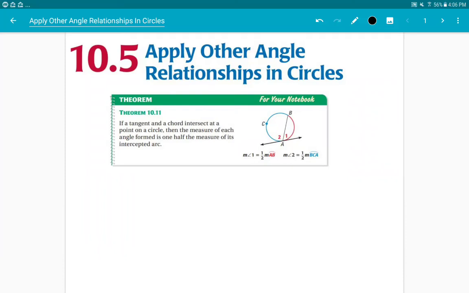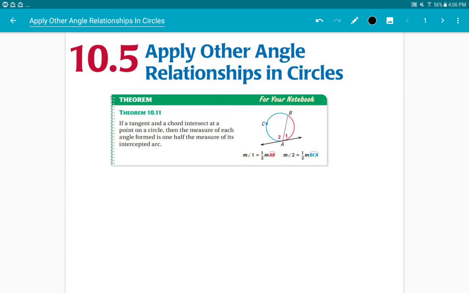10.5, apply other angle relationships in circles. All right, so we're going to look at some other different angle measurements within circles or about circles to see what their measurements are. So what we know so far are central angles and we know inscribed angles. All right, those are the two that we learned.